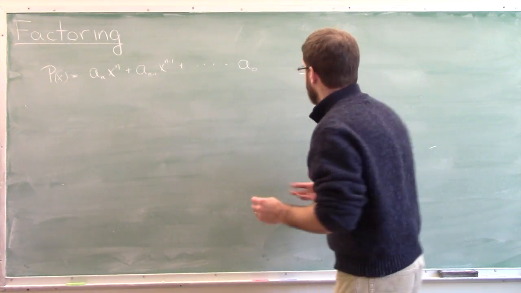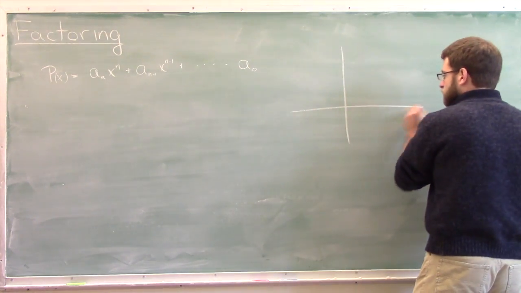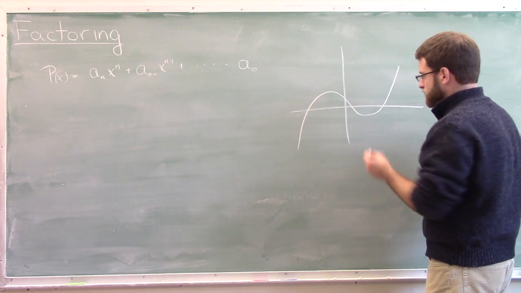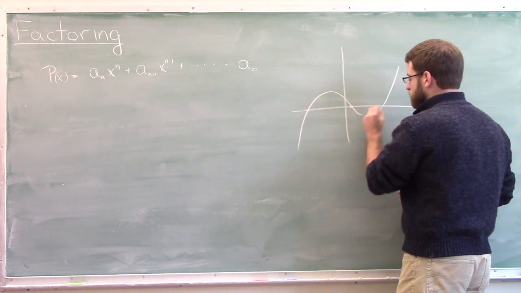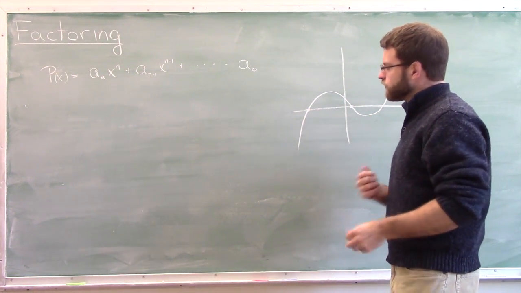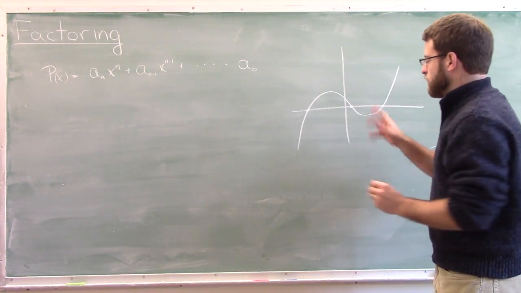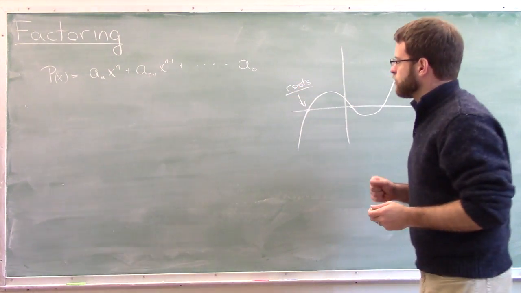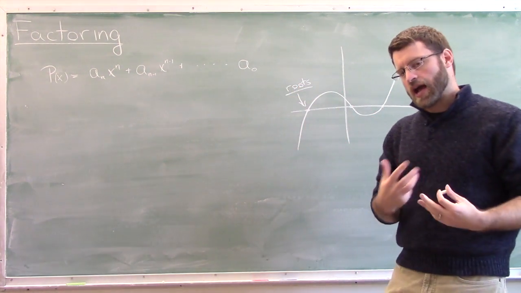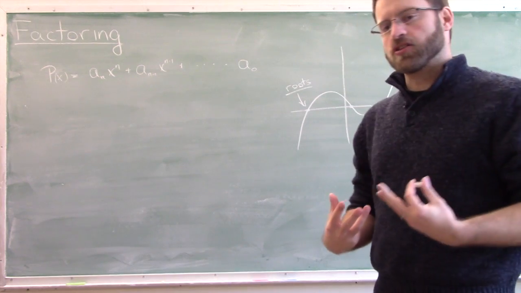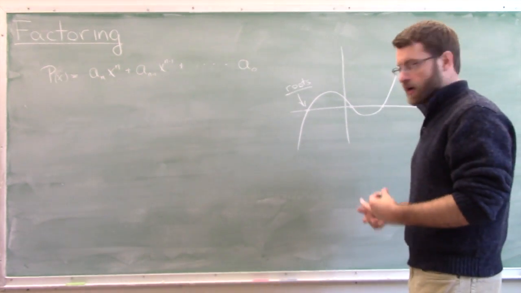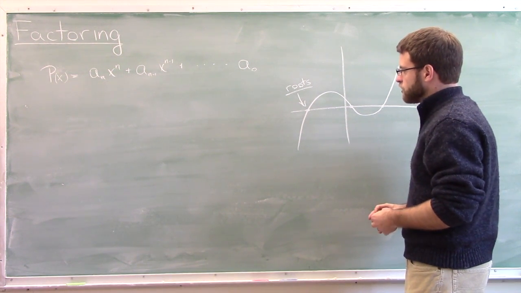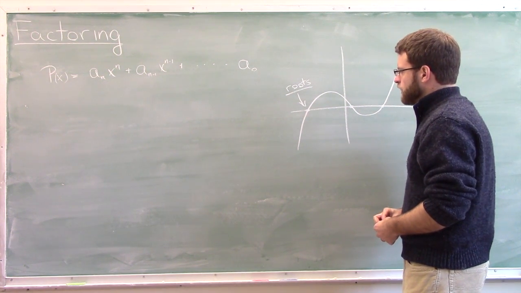Oftentimes we're interested in knowing when a polynomial goes through the x-axis, when the value of the polynomial is equal to 0. Situations like this are called the roots of the polynomial. And it turns out that if a polynomial has a lot of roots, a factored form tells us what those roots are. It gives us a picture of what the roots of the polynomial look like, what their values are.